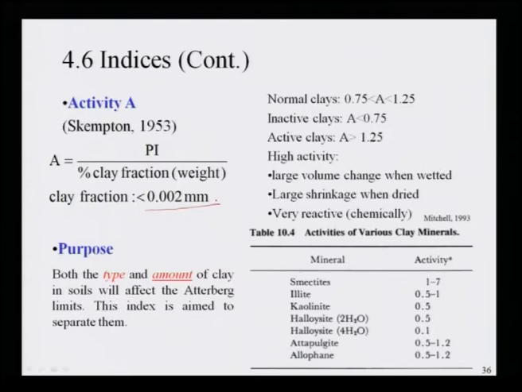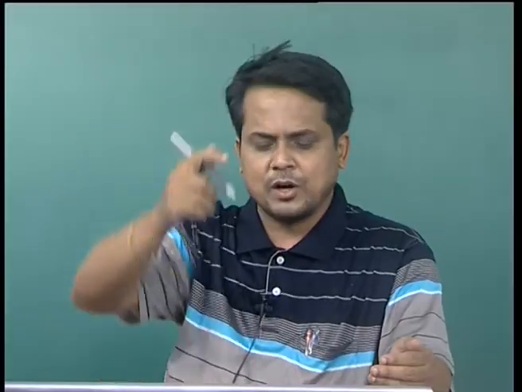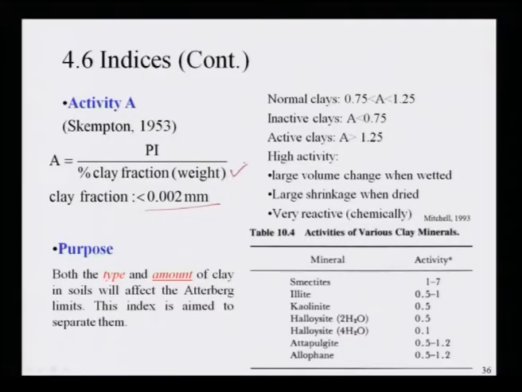The purpose is that both the type and amount of clay in soil affect the Atterberg limits. That means, why are you doing this activity? Activity is the representation of plasticity index in terms of percentage clay fraction. It will give both the type and the amount of clay, what type and what amount of clay in soil, that affects your Atterberg limits.